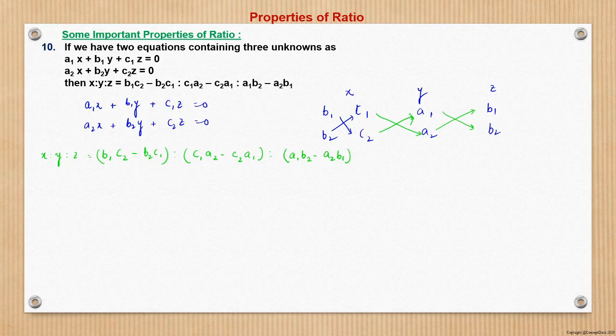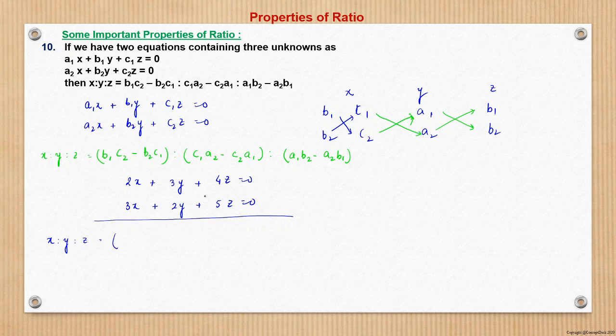Let's take one random example just to drive home the point. Suppose it is 2x plus 3y plus 4z equal to 0, and 3x plus 2y plus 5z equal to 0. What happens here? There are two equations, right? We have to find the ratio of x is to y is to z. We cannot find the exact values, so we will find the ratio.